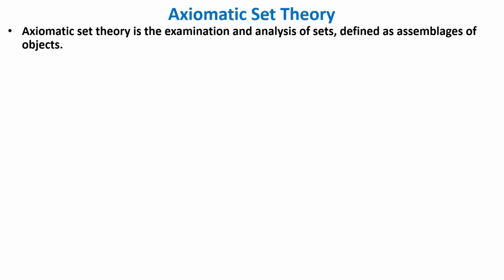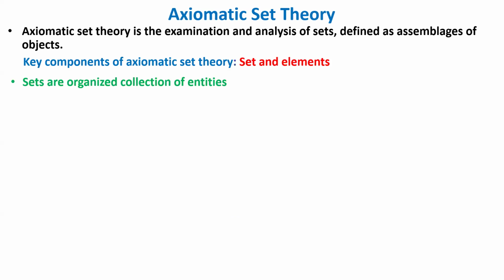Now, what is axiomatic set theory? Axiomatic set theory is a fundamental discipline within the field of mathematics that is concerned with the examination and analysis of sets, which are defined as assemblages of objects or entities, whereas sets as key components of axiomatic set theory are organized collections of objects or entities.